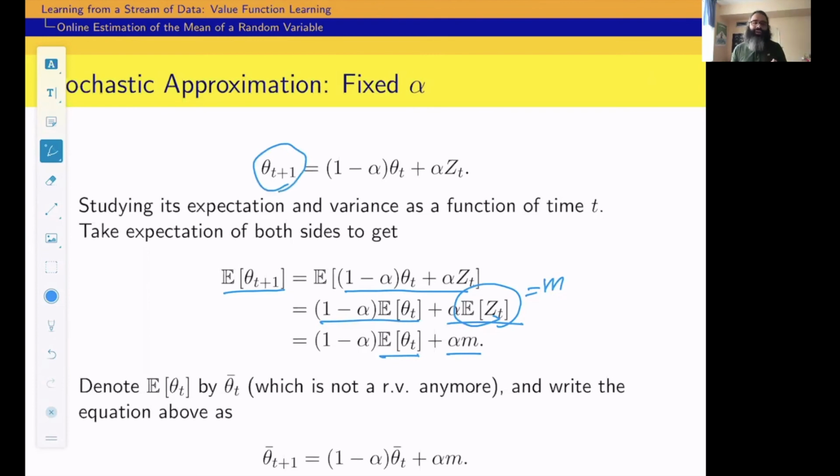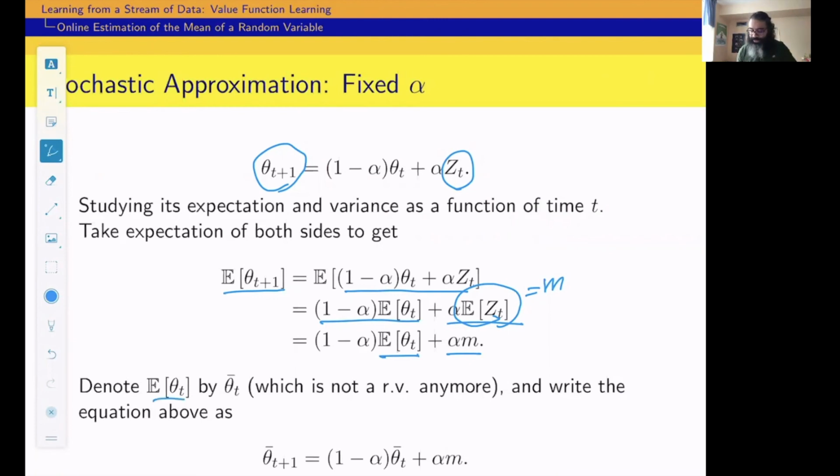Maybe I didn't explicitly mention here that when we have some equation like this, theta t is a random variable, right? Because it takes some random variable and does some processing on it, so it's still a random variable, and the randomness of it comes from z t and the previous randomness of theta t. But if we take expectation, it is not random anymore. So expectation essentially marginalizes all the randomness.